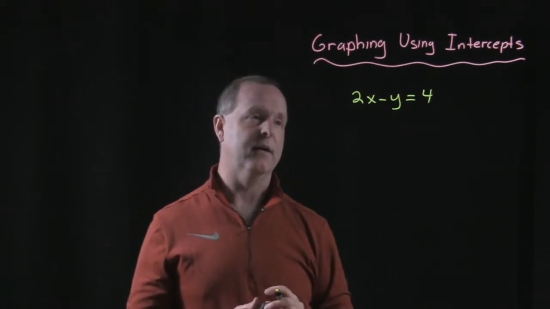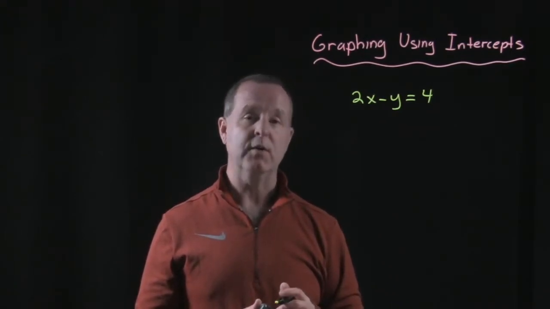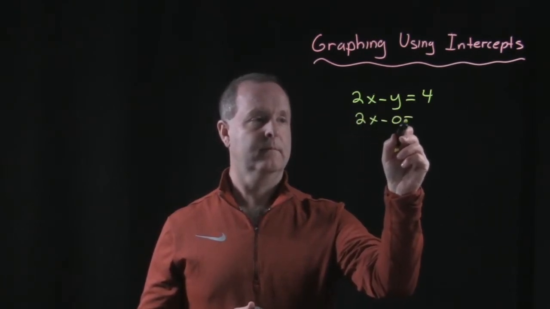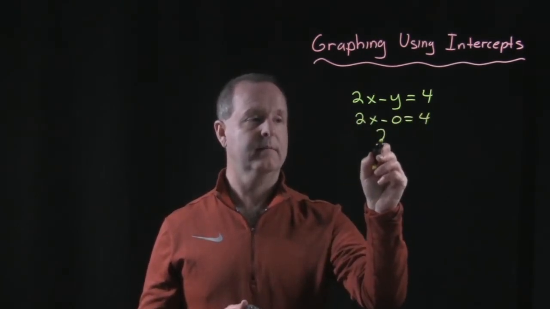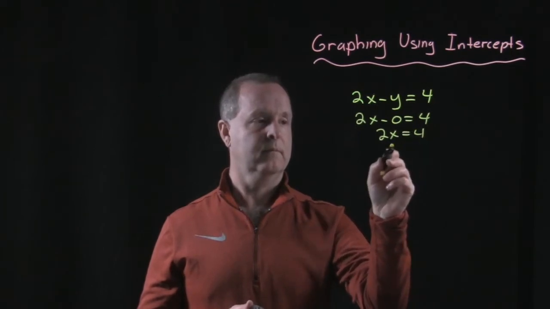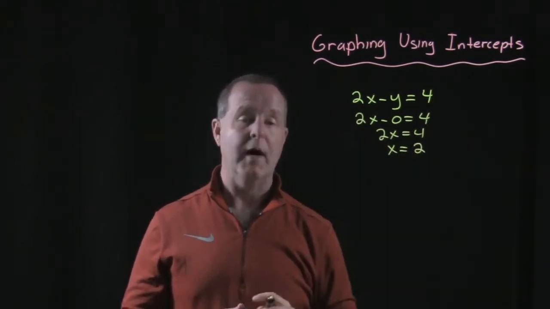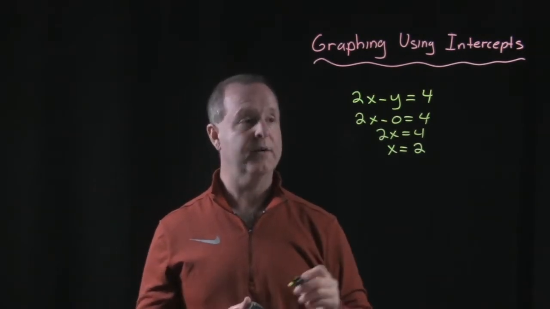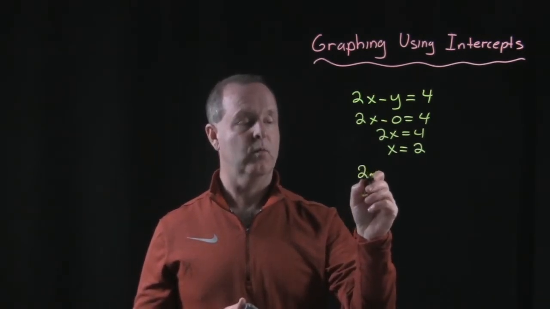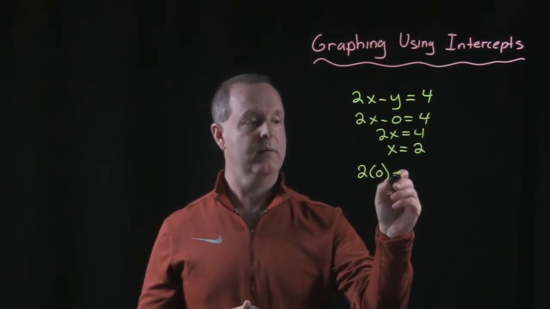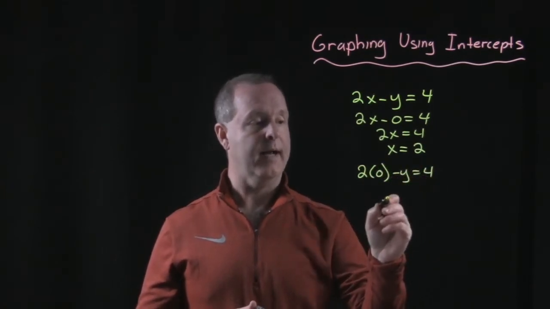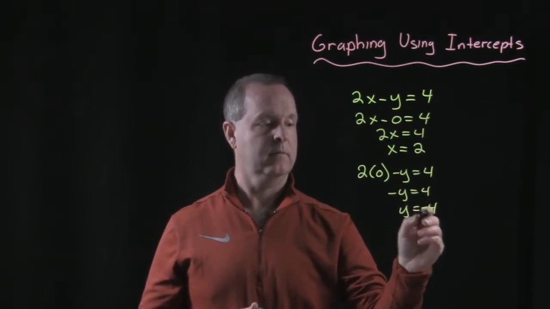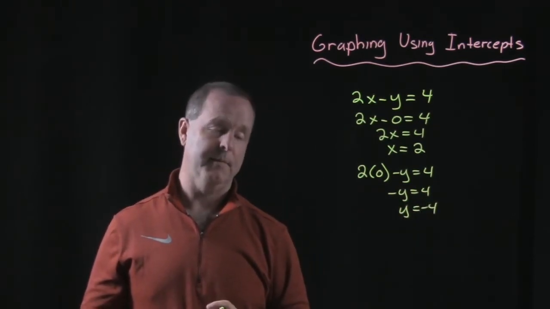So let's find the x-intercept. We do that by setting y equal to 0. Solve for x. So I have an x-intercept of 2. Let's look for its y-intercept. When we do that, we set the x equal to 0 and solve for y. And now we have a y-intercept.